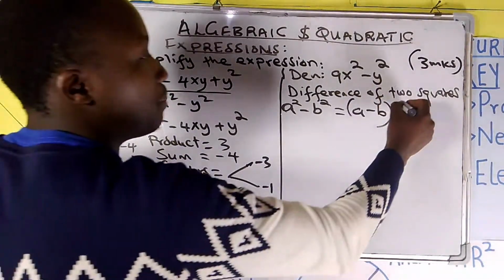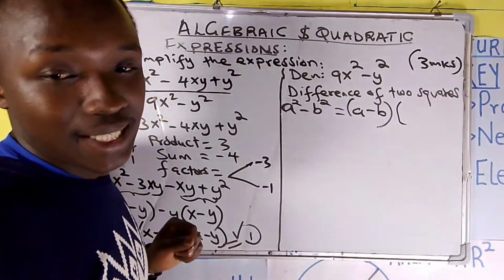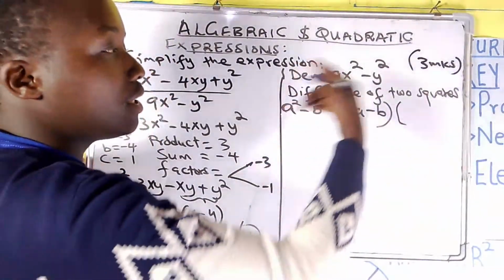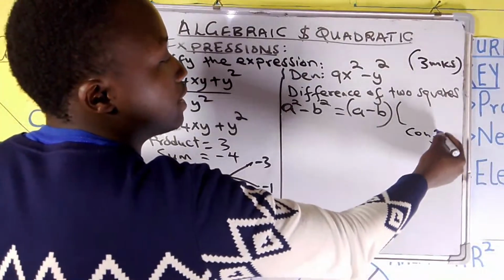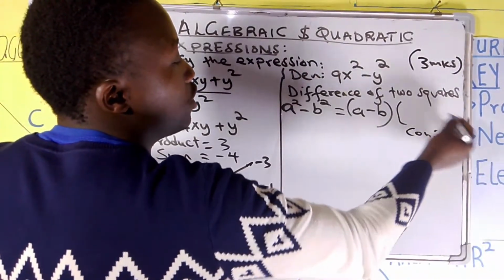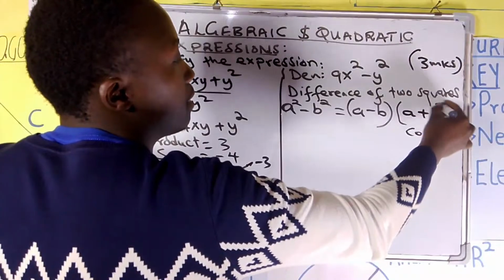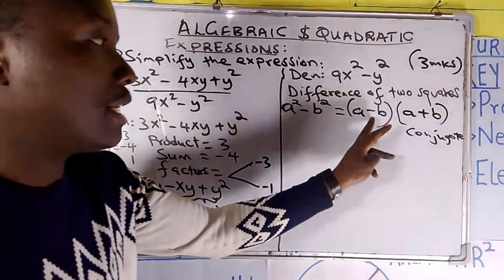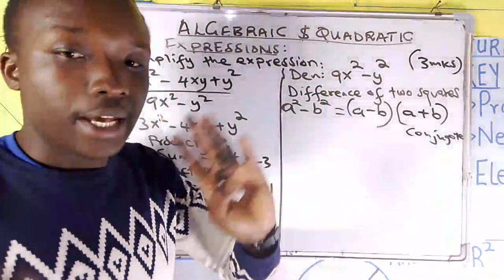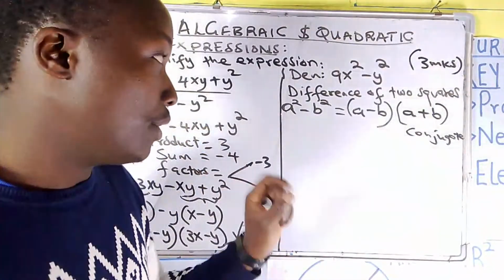Then we now repeat the same in the second bracket, but it will be the conjugate. Conjugate is the opposite. So it will be a plus b. So if this one is a minus b, the other one will be a plus b. And by doing that, we have done. I want you to note this.